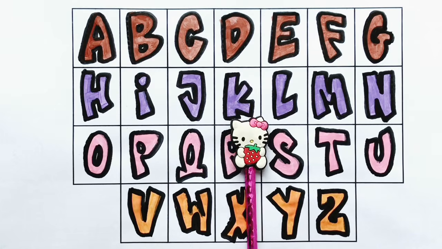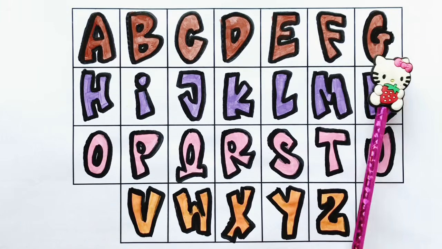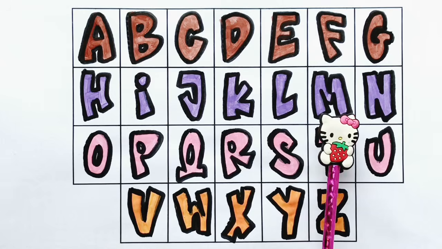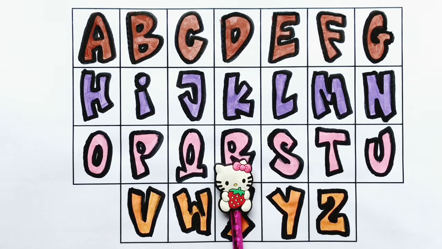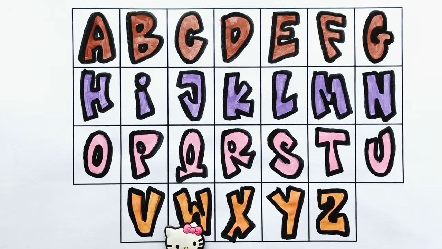Let's repeat again. Capital letter A, B, C, D, E, F, G, H, I, J, K, L, M, N, O, P, Q, R, S, T, U, V, W, X, Y, and Z.